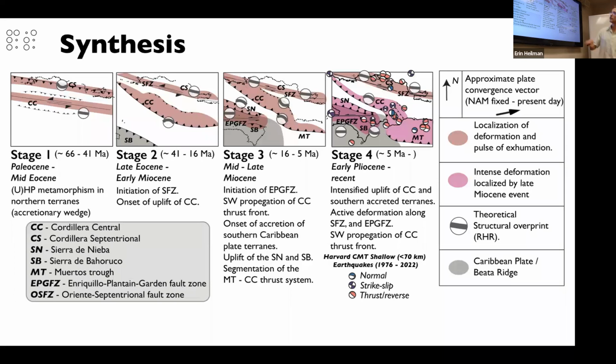So in stage one here, in the Paleocene to mid-Eocene, from 66 to around 41 million years ago, you had your Great Arc of the Caribbean subduction zone. So you have a typical strain partitioning scenario for a subduction zone. You have your convergent deformation accommodated along the megathrust and in the accretionary prism. So that's what formerly was the Cordillera Septentrional. So you have those accretionary prism rocks that are exhumed in the Cordillera Septentrional.